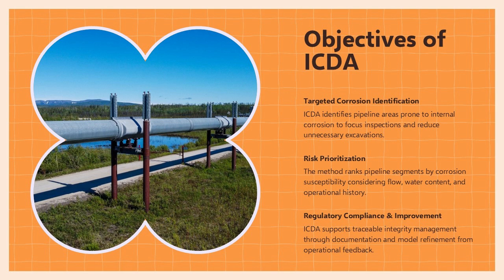ICDA also aims to support regulatory compliance and continuous improvement. By documenting assumptions, models, inspection results, and mitigation actions, operators create a traceable and auditable integrity management process. Over time, feedback from direct examinations and operational data is used to refine models and improve predictive accuracy. Ultimately, ICDA seeks to extend pipeline service life, prevent releases, protect people and the environment, and optimize long-term operational costs.